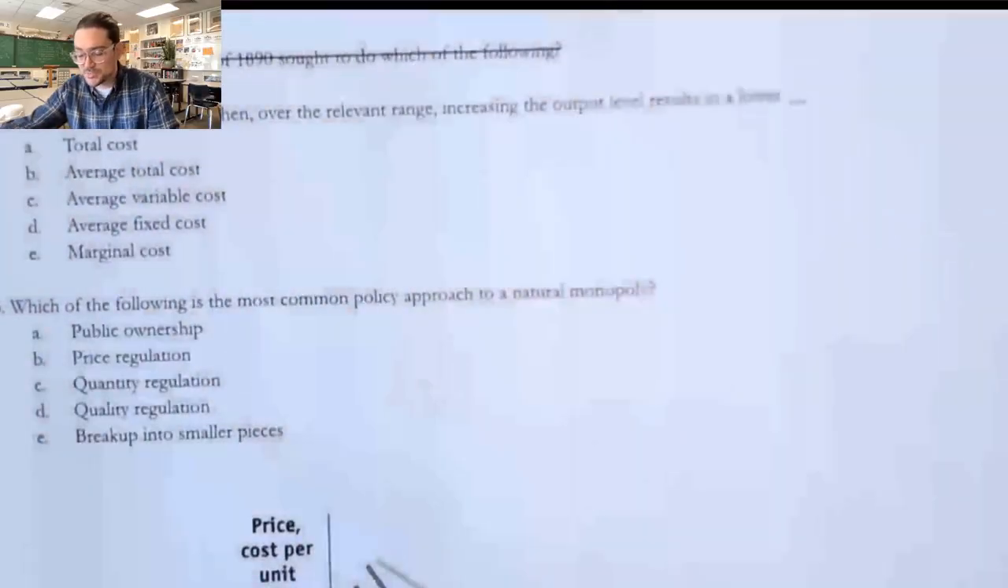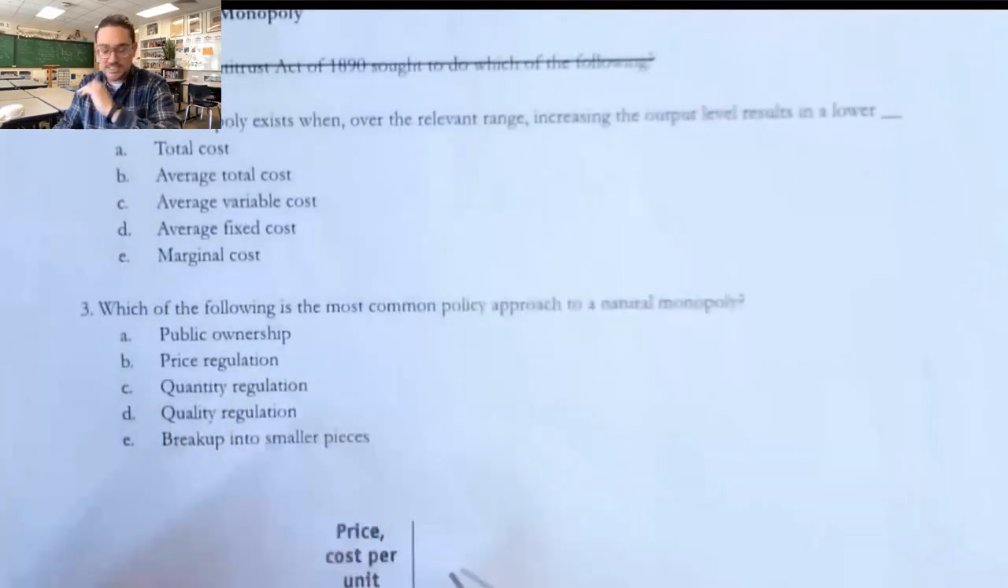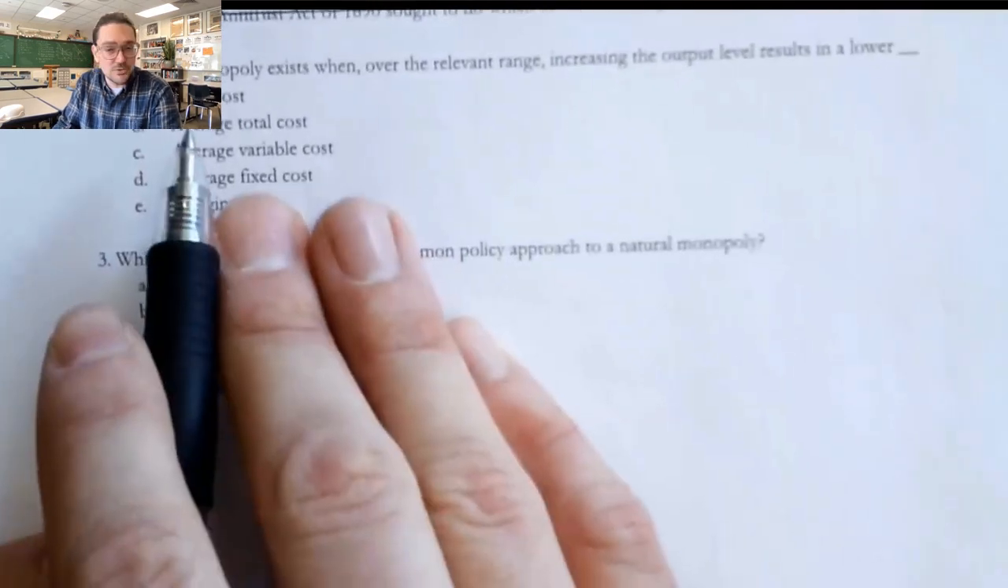All right, let's take a look at these multiple choice questions. The first one, the Sherman Antitrust Act, you don't have to know it. We're ruling that one out. That won't show up on quizzes.